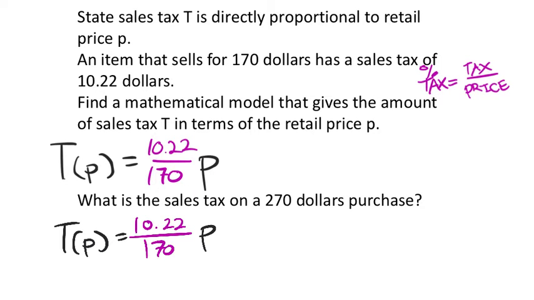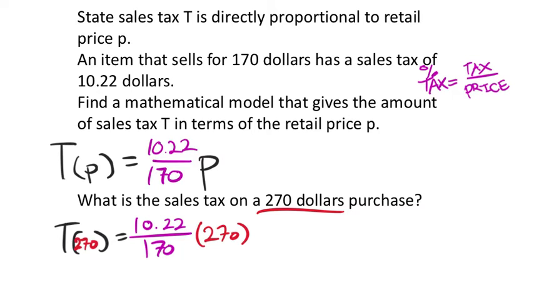Okay, so I have exactly the same formula right here, but now I have a price of something. We want to know the sales tax on a $270 purchase. So the P now is 270, and this P right here is also 270. So I can get my calculator out. I'll use the fraction button.